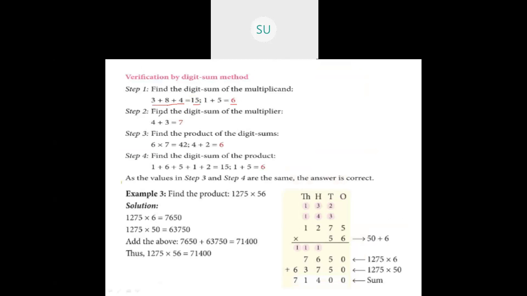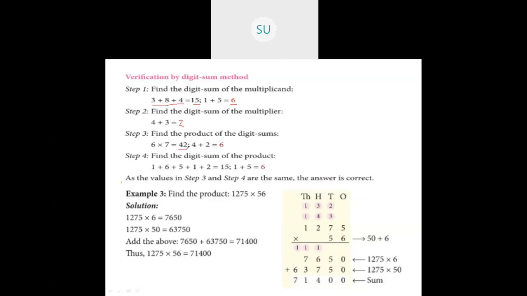Okay, and then we'll find the digit sum of the multiplier. The multiplier here was 43. So 4 plus 3 is 7. So we found the digit sum of the multiplicand, then we found the digit sum of the multiplier. Now we'll find the product of the digit sums, that is 6 and 7. How much is 6 sevens? 6 sevens are 42.